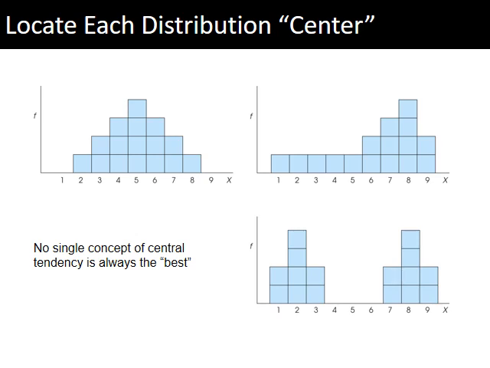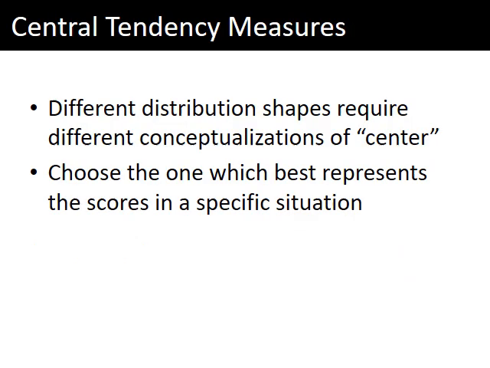So this slide presents a good opportunity to think about how the central tendency needs to be characterized depending upon the type of distribution we're dealing with. Different distributions do not necessarily lend themselves to the same measure of central tendency. Another way to say this is that different distribution shapes require different conceptualizations of what the center actually is. So we need to choose a central tendency measure that best represents the scores in a specific situation.